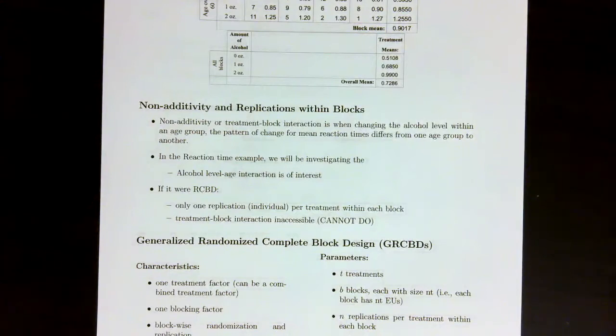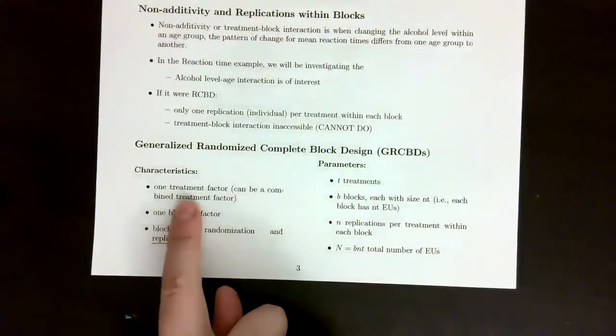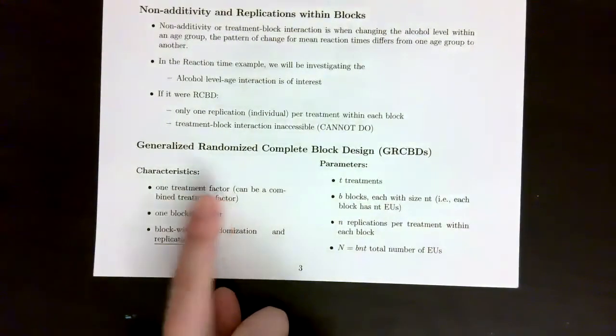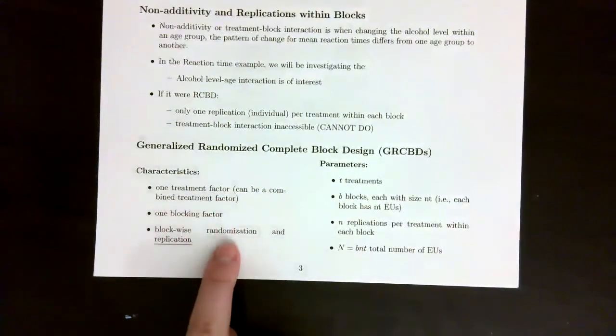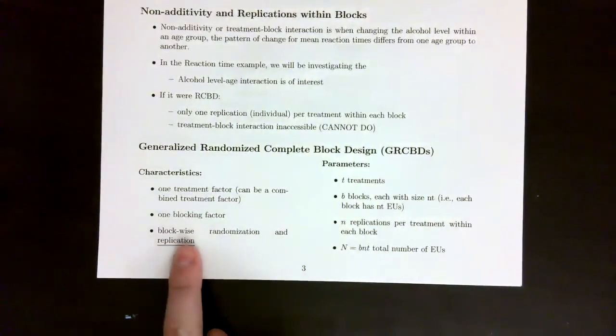Throughout this week's lesson, now let's talk about the generalized random complete block design in terms of its characteristics, its parameters, its notation, the model, and ANOVA. So we've seen this kind of table before with our other ones. Just a little recap: we have 1 treatment factor, and it can be a combined treatment factor. We have 1 block, and we have block-wise randomization and replication. This is the key part that distinguishes the difference between a RCBD and a GRCBD.